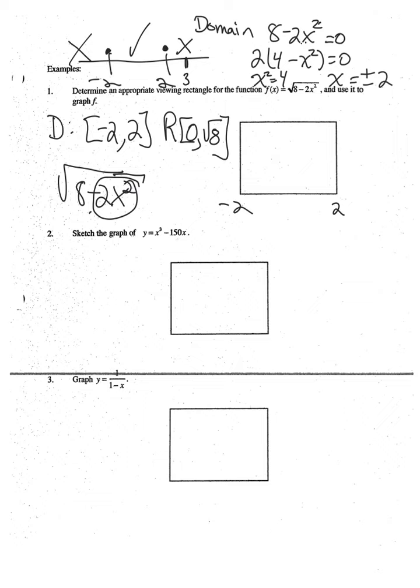How do I know 0? Well, I'll tell you why. Because you're taking the square root, and a square root can never be smaller than 0. So 0 is the smallest value you're going to get out of that. Okay, so if you set this up from 0 to root 8, you're going to see the entire graph in that viewing rectangle.